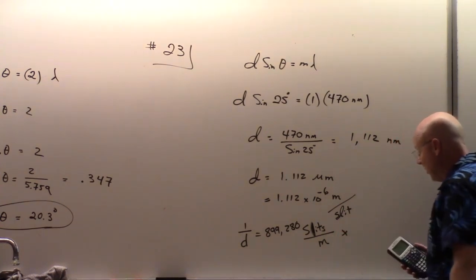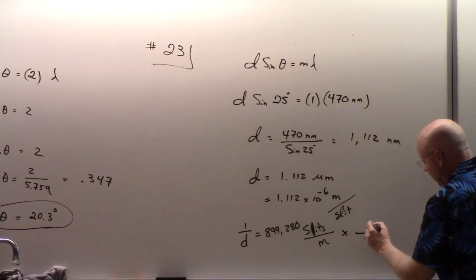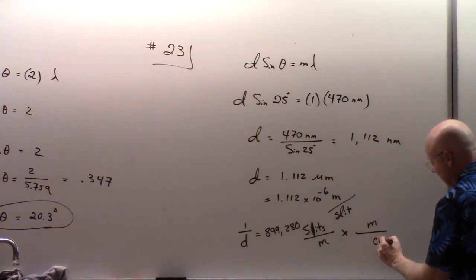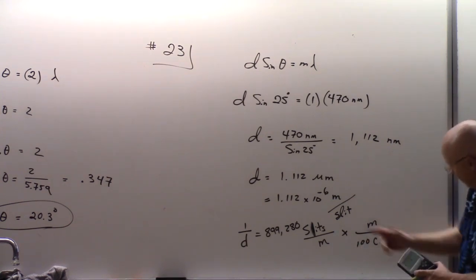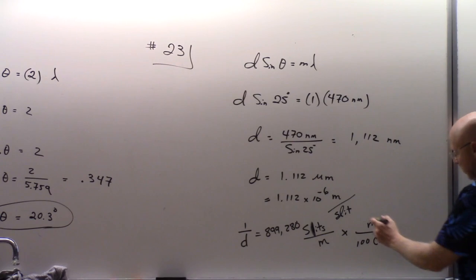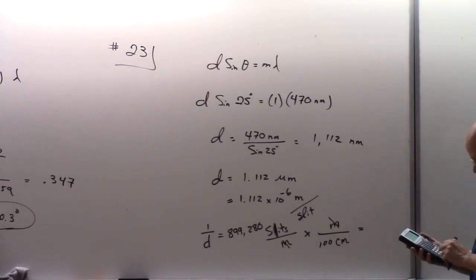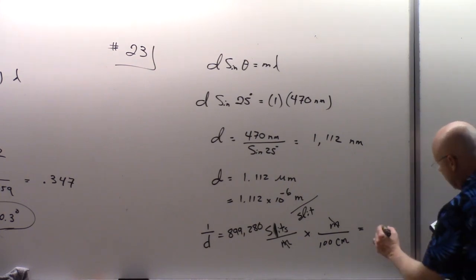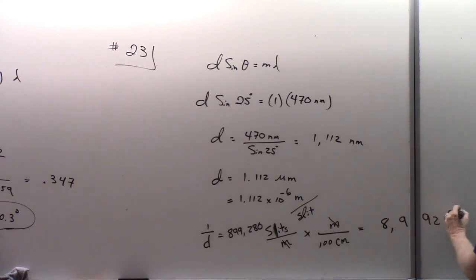Now, I'll finish up by doing a conversion by saying I'll put meters on the top, centimeters on the bottom, and then make sure that I am multiplying by a 1. This would then be something like this. So when I divide by 100, I am basically at 8,992 slits per centimeter.